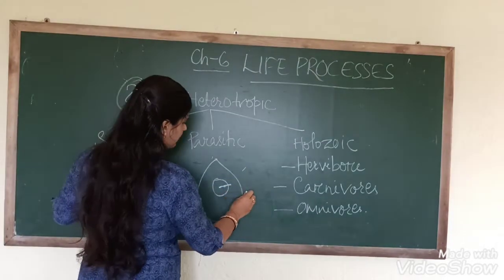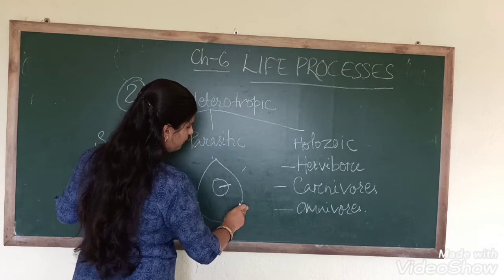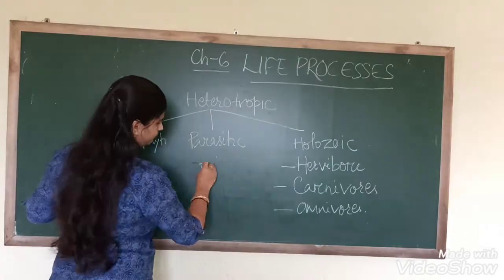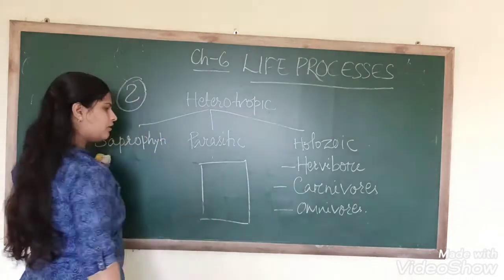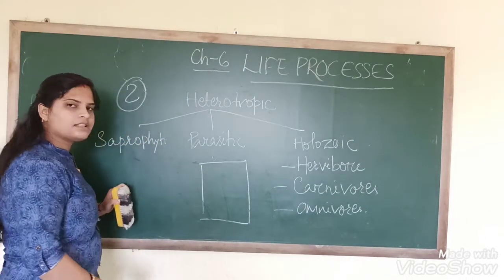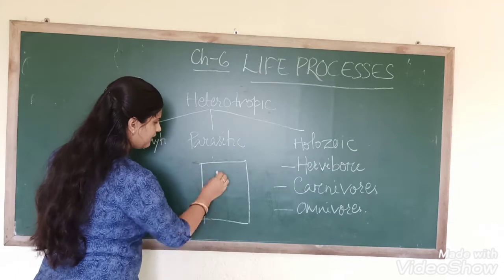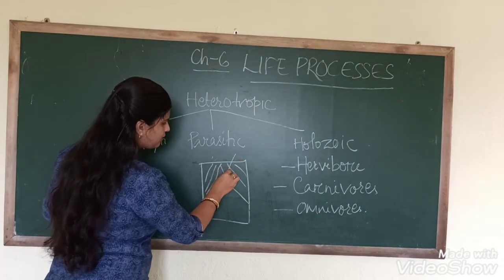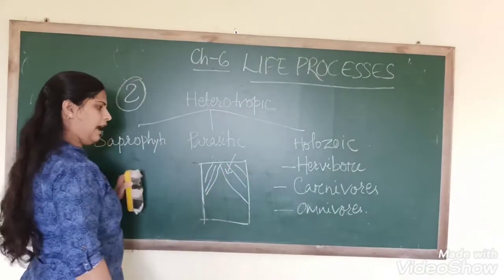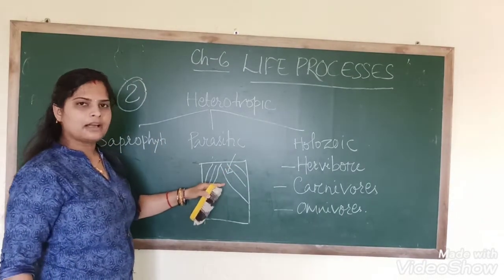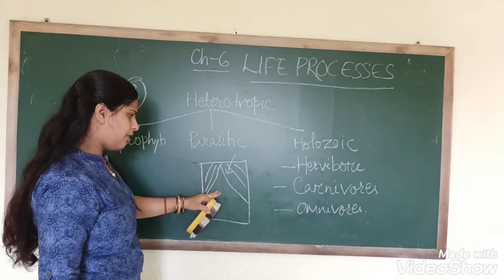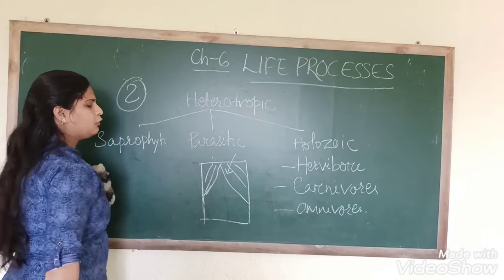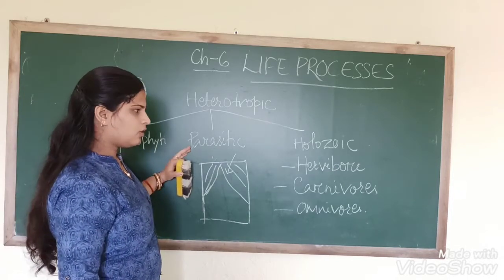For example, in the case of humans, there is lice. It is a parasite. In the case of human hair, the lice is present. It takes nourishment from the human hair, and it gets its energy and survives by taking nourishment from the human. That's why it is known as the parasitic mode of nutrition.